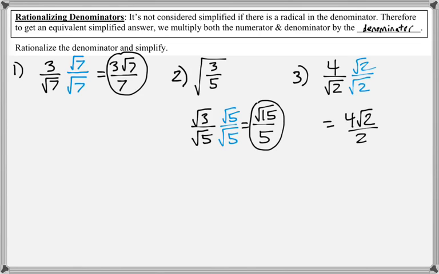And then I can actually reduce here. So I can reduce the 4 with this 2. I can't reduce this 2 and this 2 because one of the 2's is on the inside of a radical, one of them is not. But those numbers that are outside the radical, I can reduce that, and 4 divided by 2 is 2. So I have 2 times the square root of 2 as my final answer.